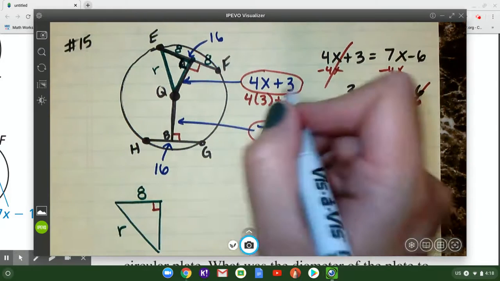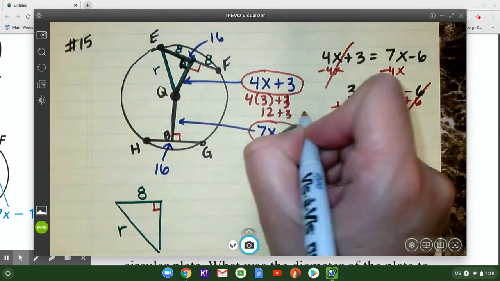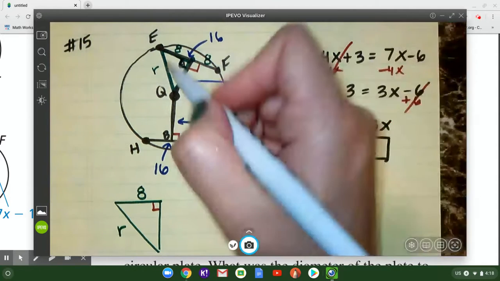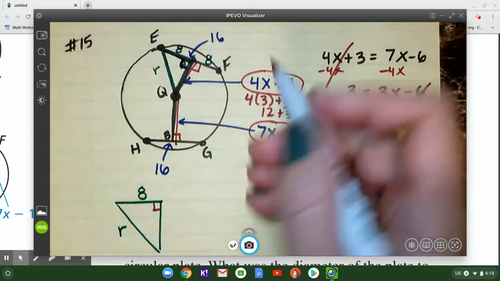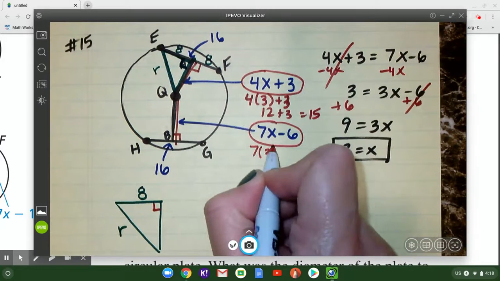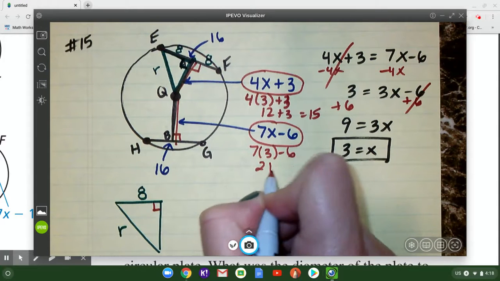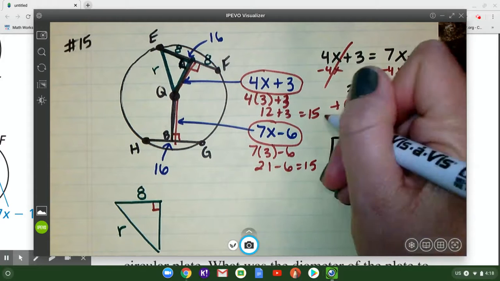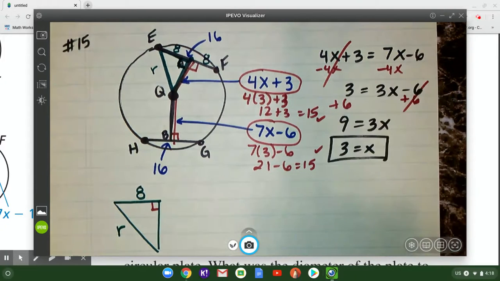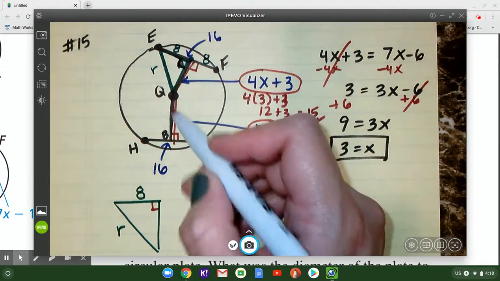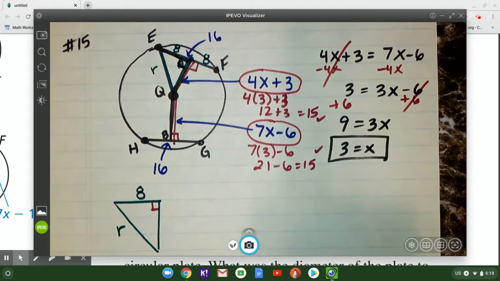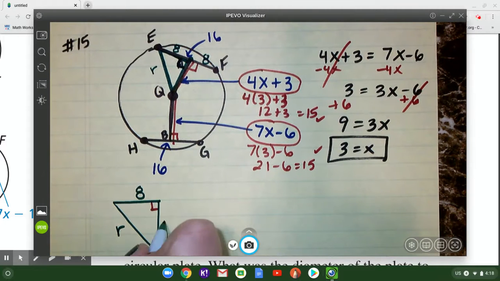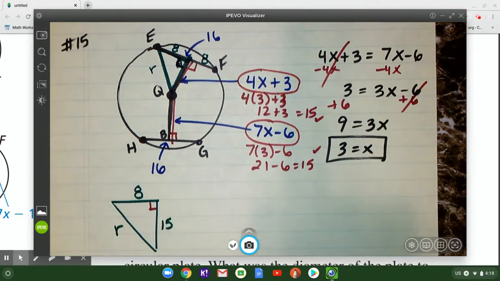So that's 12 plus 3, that's 15. So that tells you this length right here is 15, and this length right here is 15, if we did the math right. 7 times 3 is 21, minus 6, that's 15. Okay, we did that right. That's both correct. So these lengths are 15. So that's telling you this right here is 15. Now it's just the Pythagorean theorem.